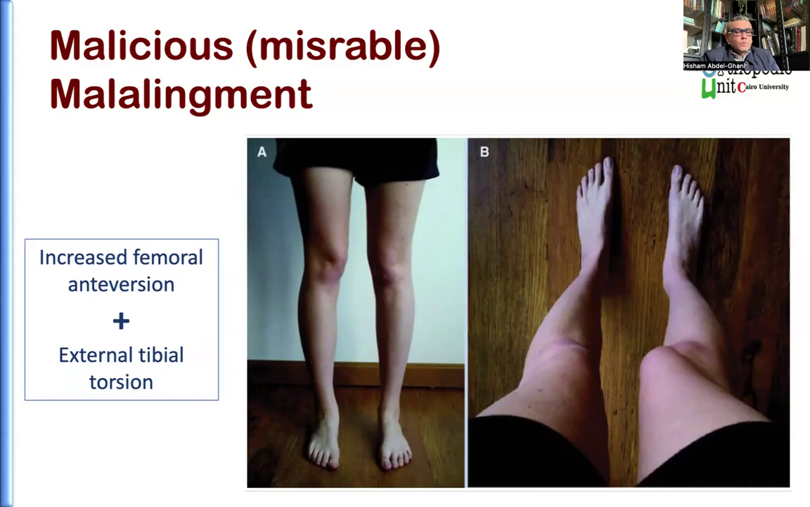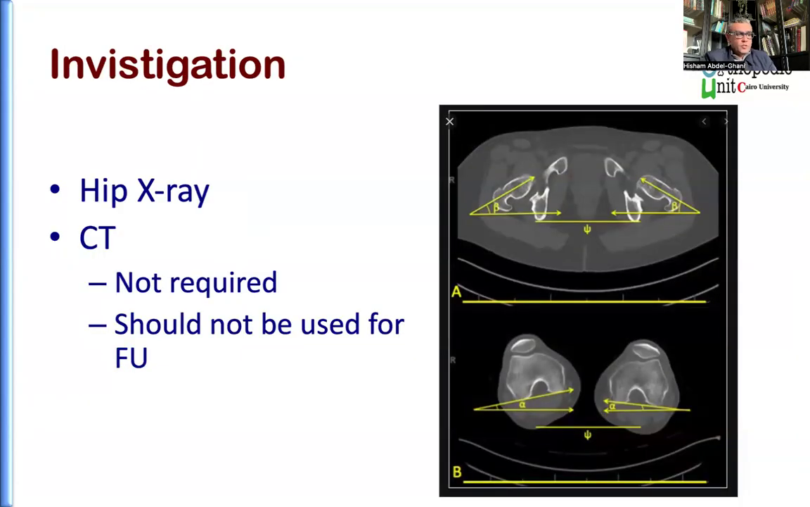One type of malrotation is a severe form. It's called malicious or miserable malalignment, and it is increased femoral anteversion and increased external tibial torsion. This patient usually walks with a straight foot, neither intoeing nor outtoeing, but the patella is looking inward. These patients have a combination of external tibial torsion and increased femoral anteversion, and this is usually the most pathological form of tibial and femoral malrotation.